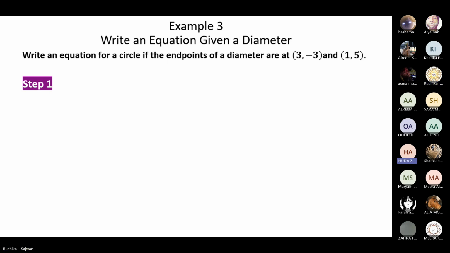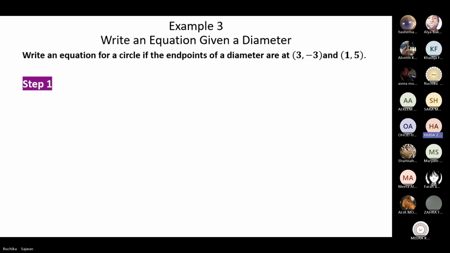Write an equation given a diameter. Write an equation for a circle if the endpoints of the diameter are at (3, -3) and (1, 5). Okay, now before we do this question, I want to ask you, my dear girls, what do you know about diameter? And how can I get the center or the radius from the diameter?